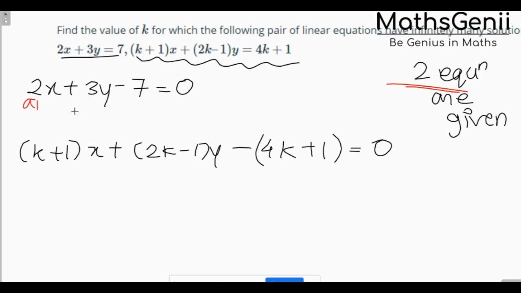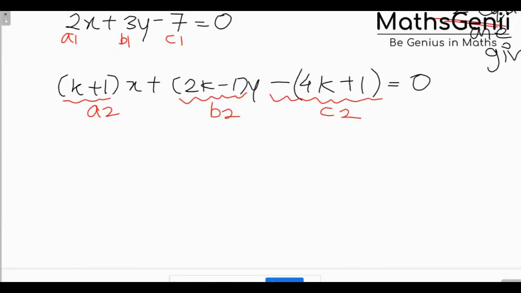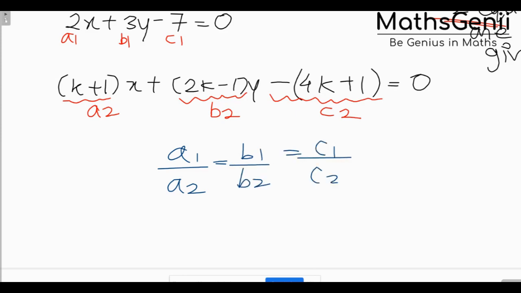This is your A1. This is your B1. And this is your C1. Similarly, whatever is beside x is your A2. This is B2, and this, including the minus sign, is C2. Okay, very clear, very simple. Now you just have to apply one simple formula, which is A1 upon A2 is equal to B1 upon B2 is equal to C1 upon C2.